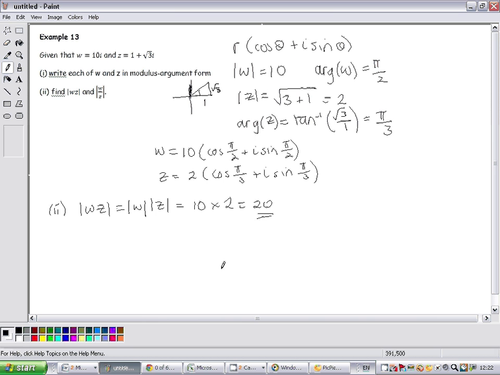Similarly, when we do the division, same thing applies, and if you look back at page 8 in your notes, you'll see the same rule for division. It's modulus of W over modulus of Z, so that will be 10 over 2, which is 5.